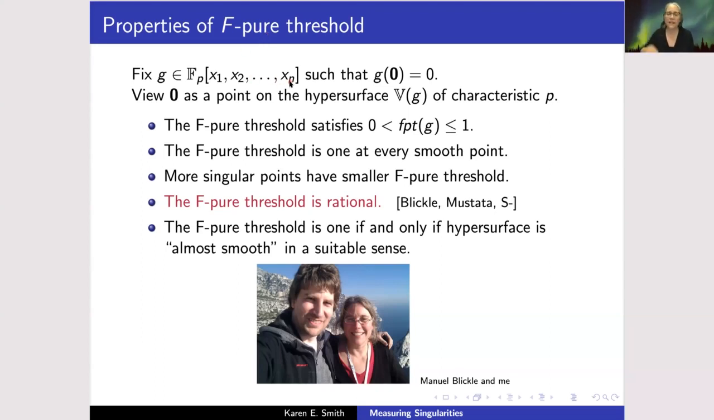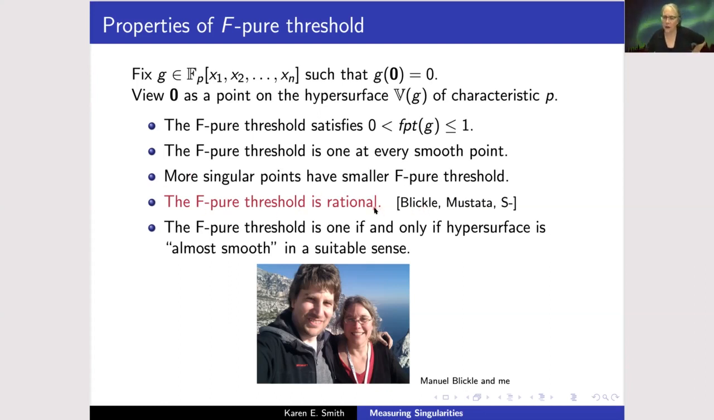And we see that this is a number which measures the singularities. More singular points are going to have smaller F-pure thresholds or singularity indices. Now, one theorem that wasn't stated earlier for the F-pure threshold, but we did observe it quickly for the log canonical threshold, is that this number, this cutoff, is always a rational number. And that's a theorem by myself and Manuel Blickle and Mircea Mustață.